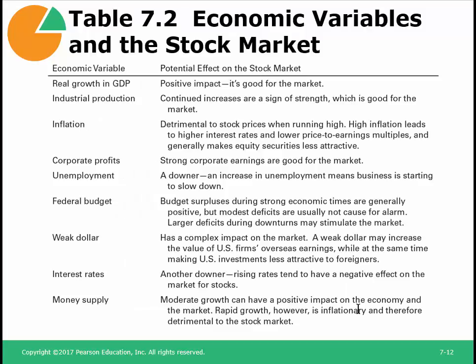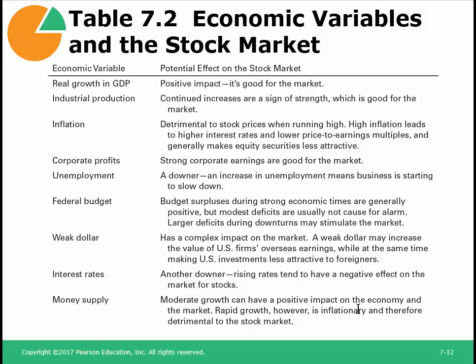So here is some information, just guidelines, if you will, about what we're looking for. Is there real growth in GDP? It's a positive impact. It's good for the marketplace. Industrial production, right? As the economy grows, production is growing. That's good for the market. Inflation is a detriment, right? Corporate profits, profitability in the businesses run. As businesses become more profitable, they invest more. That's good for the market. Unemployment obviously is a detriment.